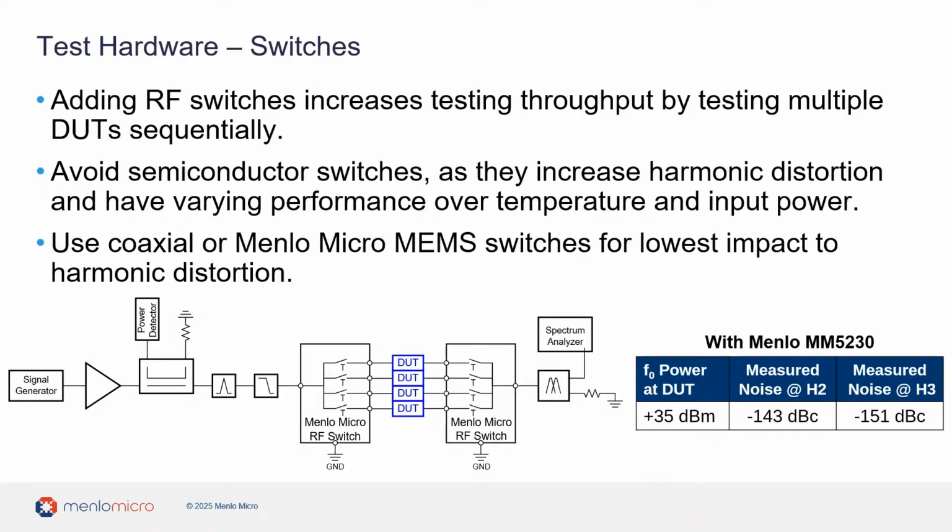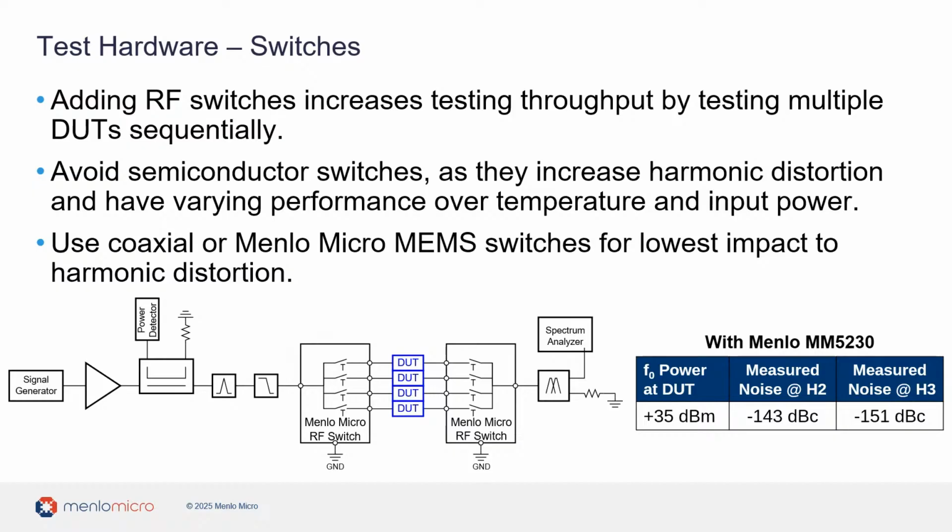Increasing throughput of your setup by adding switches is a good choice in a production environment for a few reasons. Decreasing the time it takes to do production testing directly reduces the costs of goods sold and lead times. However, choosing the correct switch for this application can be challenging.